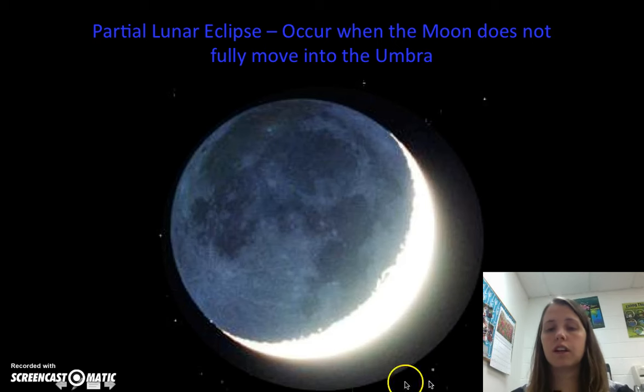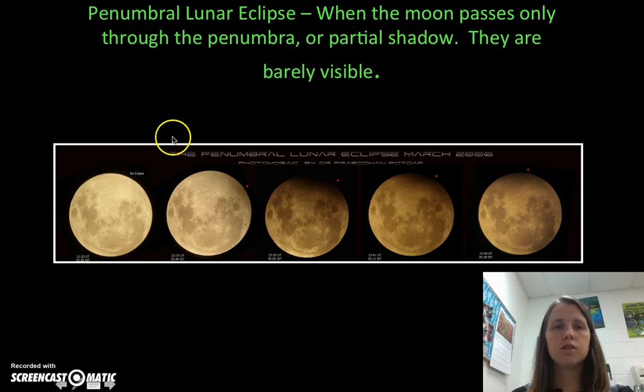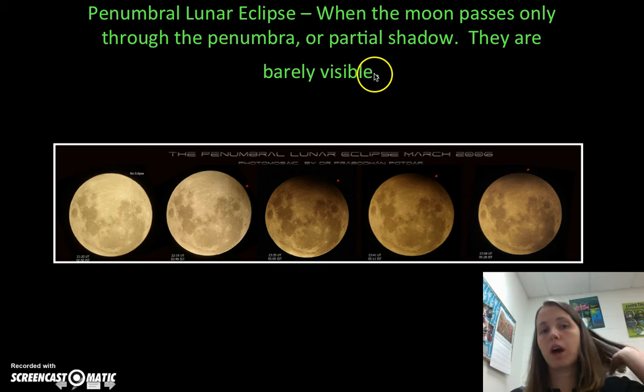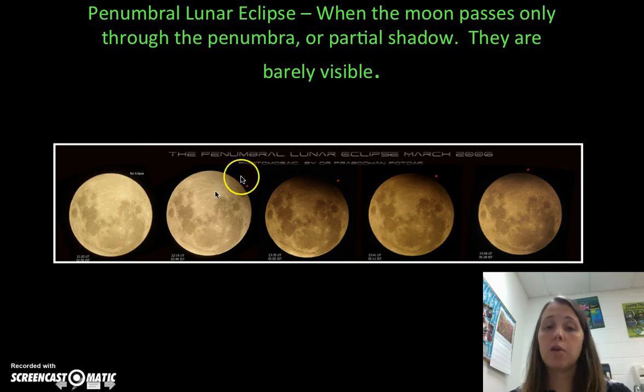A partial lunar eclipse, you will see something like this. It almost looks like a different phase of the moon. It does not move completely into the umbra, it's partially in the penumbra. And here's a penumbral lunar eclipse, when the moon passes only through the penumbra, or partial shadow. Notice how it just darkens.